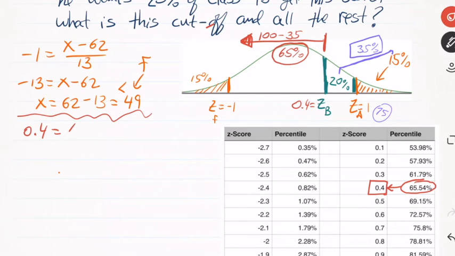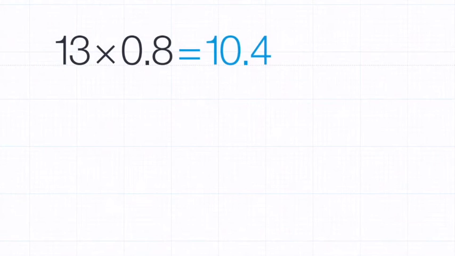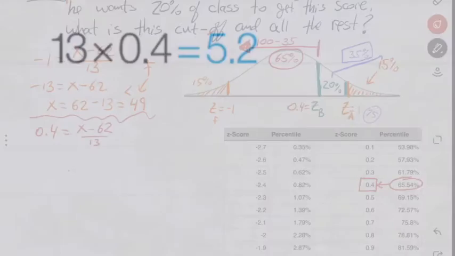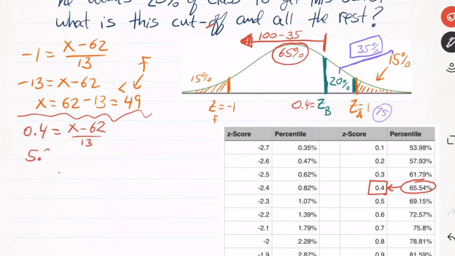0.4 is equal to x minus 62 over 13. We're going to multiply both sides by 13, so 13 times 0.4 is 5.2. So this becomes 5.2 is equal to x minus 62. And if we add 62 to both sides, we're ending up with 67.2. So the ZB is associated with 67.2 as a score, and the F was 49.